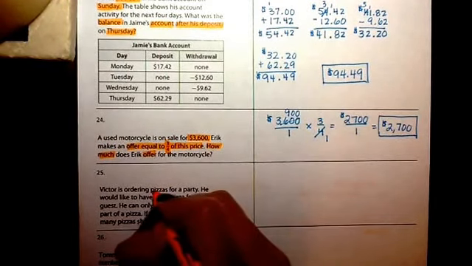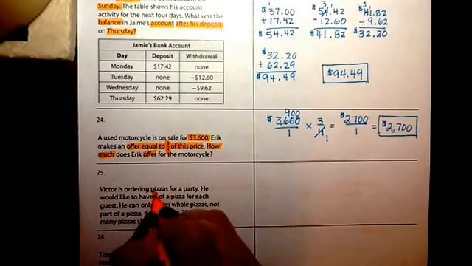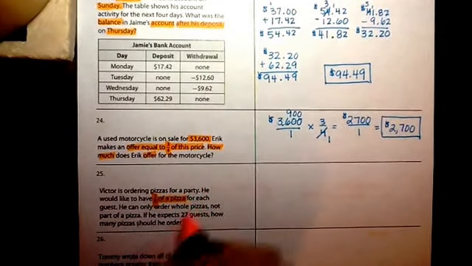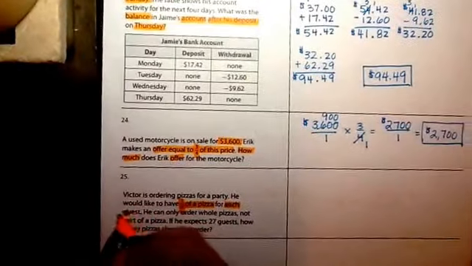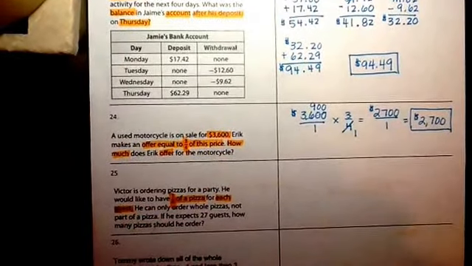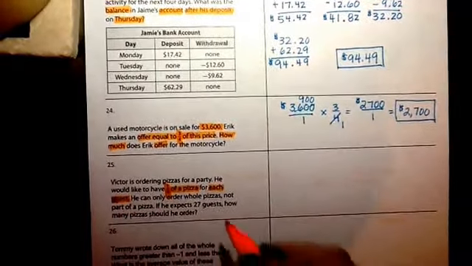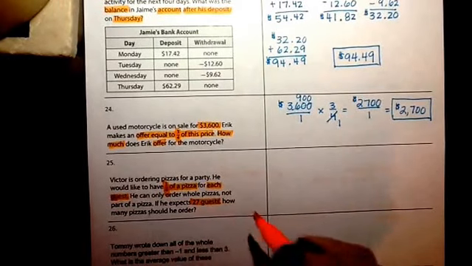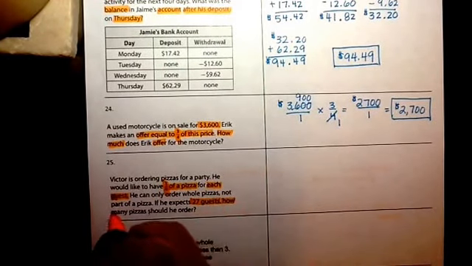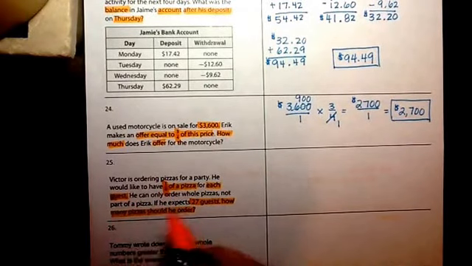So he would like to have 1/4 of a pizza for each guest. And of course you can only order whole pizzas. So if he's expecting 27 guests, then how many pizzas should he order?